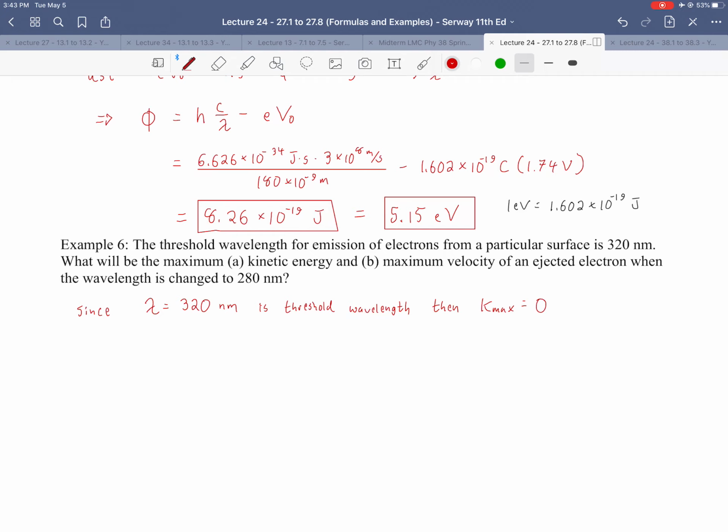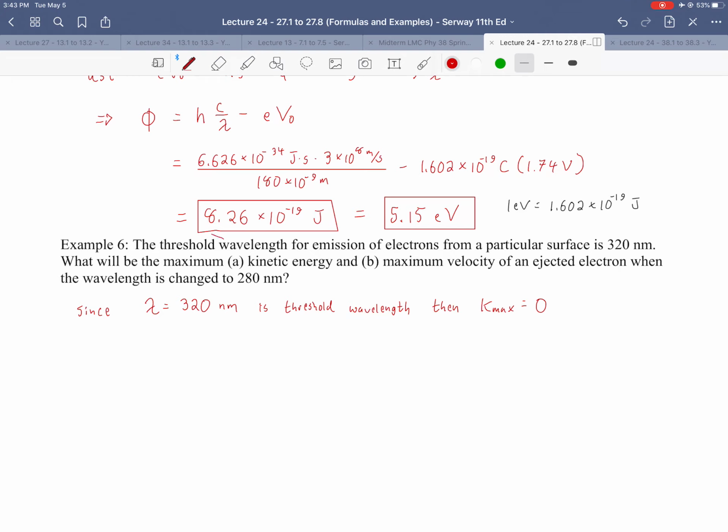Okay, let me elaborate on that briefly, because I don't want to mix up very similar ideas here. Having a K max of 0 when you're applying a stopping potential is not the same as having a K max of 0 when you're at threshold. Why is that? Having a K final of 0 when you're applying a stopping potential means that electron came shooting out of the metal, but then after it was out of the metal, you stopped it with a circuit and an opposing voltage.